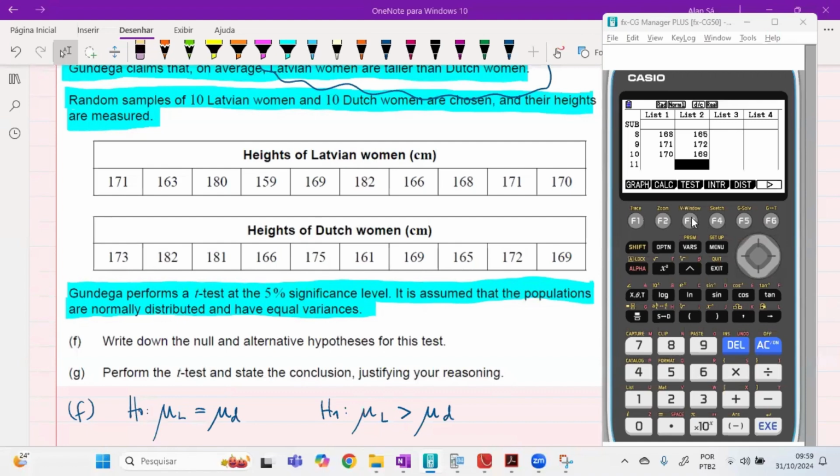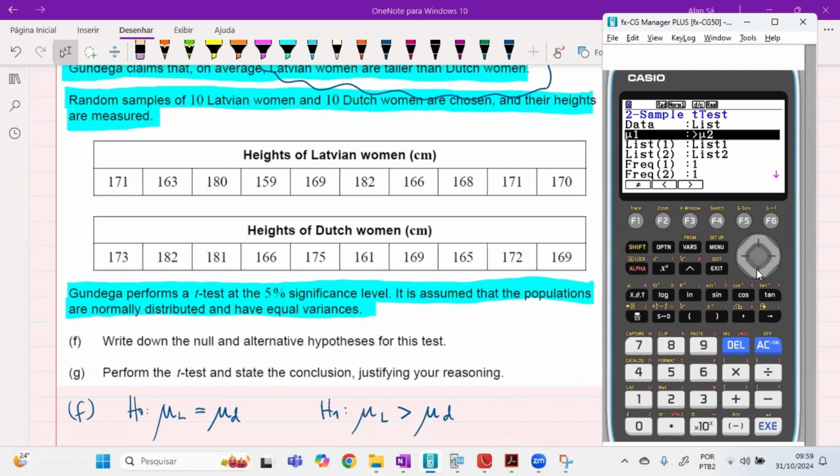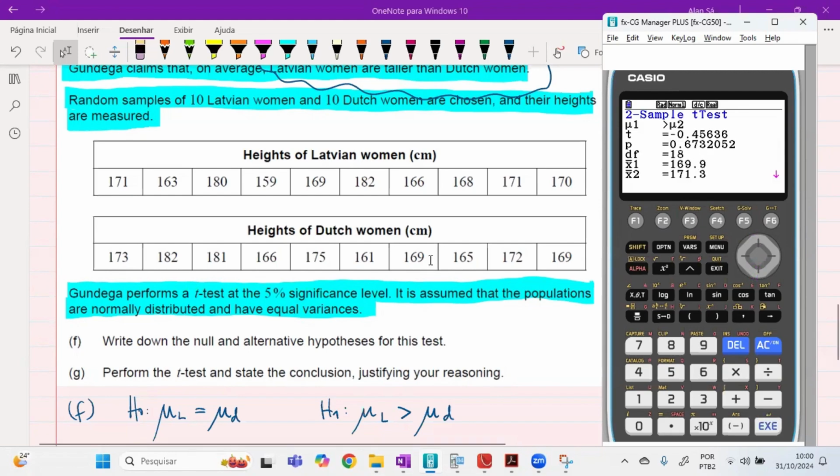Now we go to tests, then t-tests, and two-sample t-tests. The alternative hypothesis has been selected. In this case, we are using lists, not variables. The first mean is greater than the second, and then pooled on, which in this case always corresponds to yes on the other calculators, and then execute, and again, p-value 0.673.